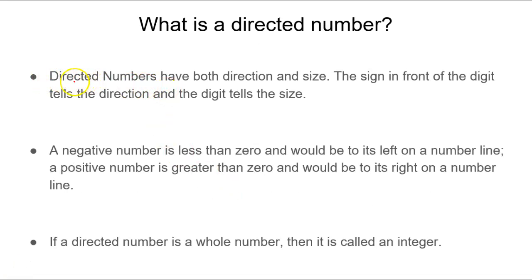Okay, directed numbers have both direction and size, also called magnitude. Example, -2, -1.5, 3, +14, +1/3, -1.5 are all examples of directed numbers.